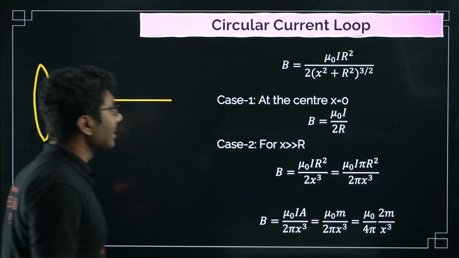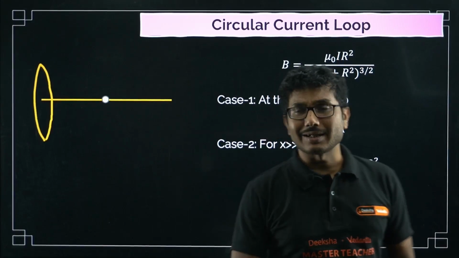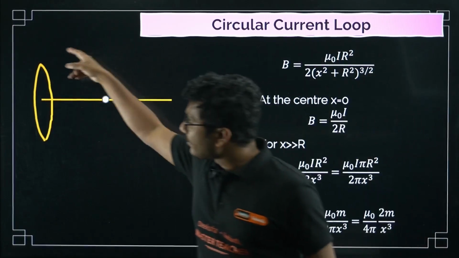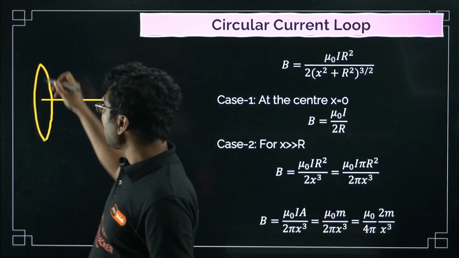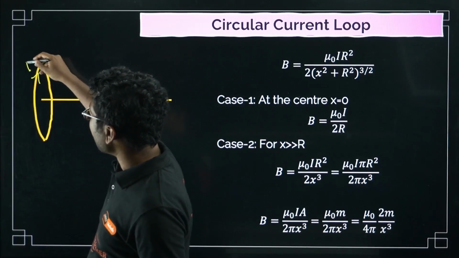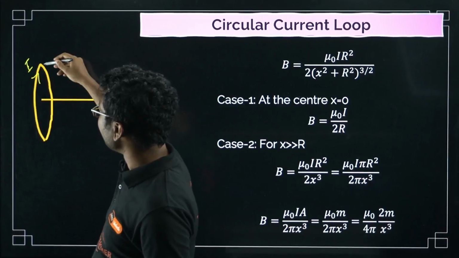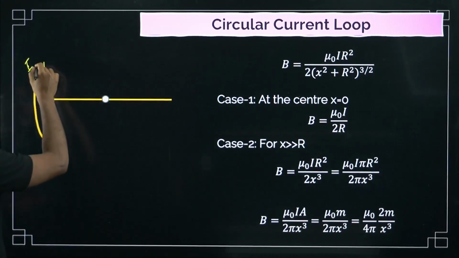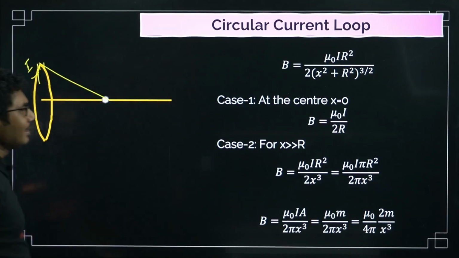Next is the circular current loop. Here we are doing the entire circular current loop, including the dipole part. We have a circular current carrying loop, and the current passing through this is I, and then we take a small element. We have done the derivation in our PU board classes. We are trying to find the magnetic field here.